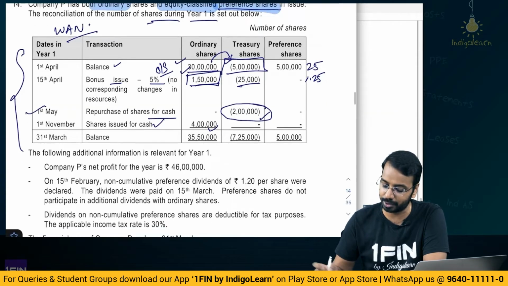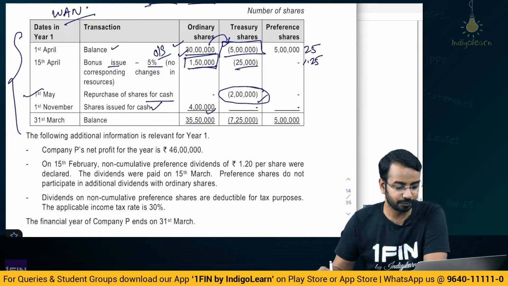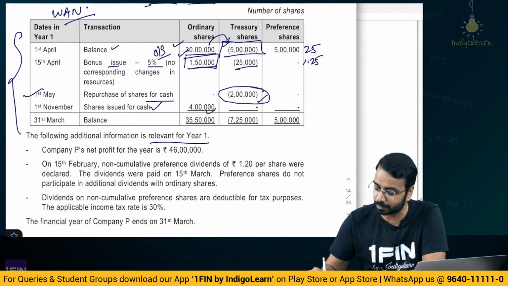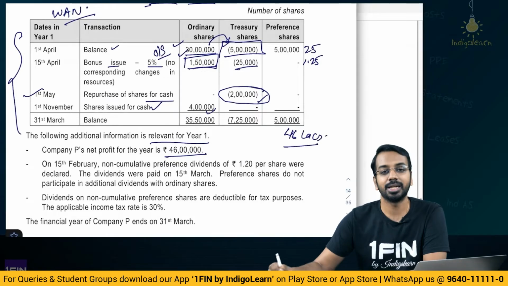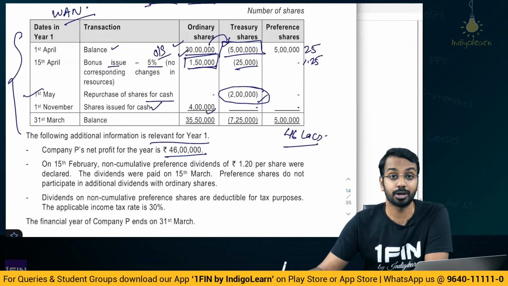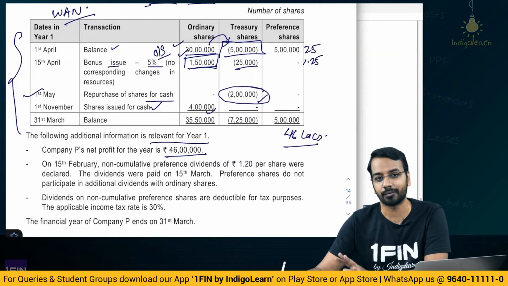Let's look at the additional information. The following additional information is relevant for year 1. Number 1, company P's net profit is 46 lakhs. Is this the same as earnings available to the shareholders? No, this is only the profit.